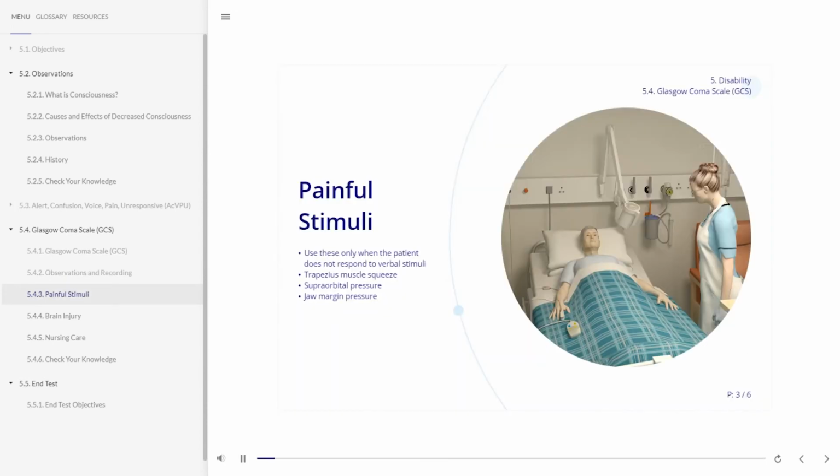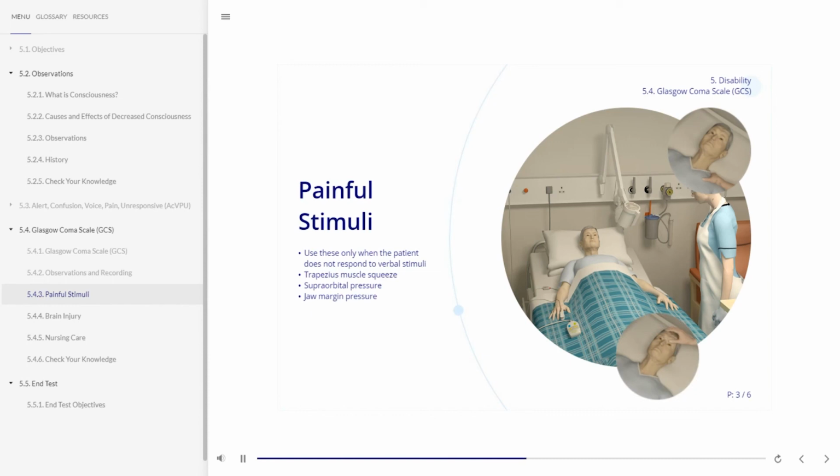Although we would never normally deliberately inflict pain on a patient, we need to balance this against the need to establish the patient's condition to prevent further harm. Each of the following techniques involves applying increasing pressure over about 30 seconds, but must be used only when the patient does not respond to verbal stimuli. The trapezius muscle squeeze is a simple squeeze of the trapezius muscle between thumb and fingers. This is considered the safest way of eliciting a response to pain.